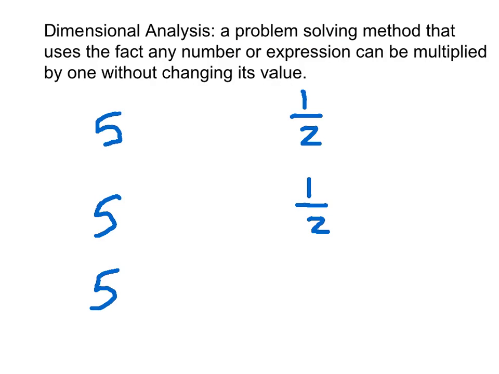It's a problem-solving method that uses the fact any number or expression can be multiplied by 1 without changing its value. So I'm just going to illustrate that. What you're going to really essentially be doing is multiplying things by 1. So let's take this number 5. Obviously, the identity property of multiplication allows us to take any number, multiply it by 1, and it doesn't change the fact that it's still what we were left with. That's going to be important. We want to be able to multiply by something without changing its value.